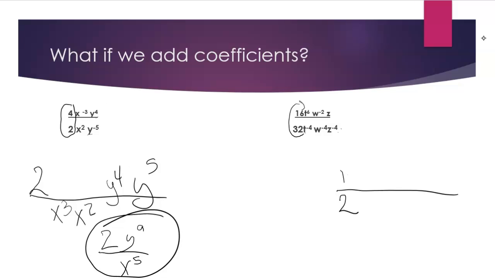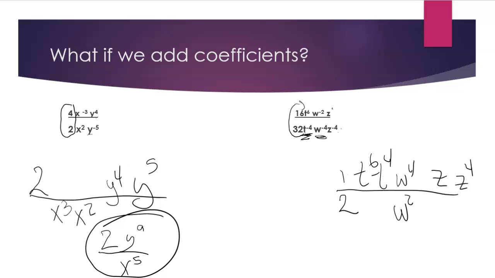Here's t to the positive 6. That's on top. It's going to stay on top. W to the negative 2. That's on top, but it's a negative exponent, so it needs to go to the bottom. And z, I can put a 1 on that if I want to. That's a positive exponent. It can stay right where it's at. Here's a t with a negative exponent on the bottom, so that has to go to the top. Here's a w with a negative exponent on the bottom. That has to go to the top. And a z with a negative exponent, that has to go to the top.